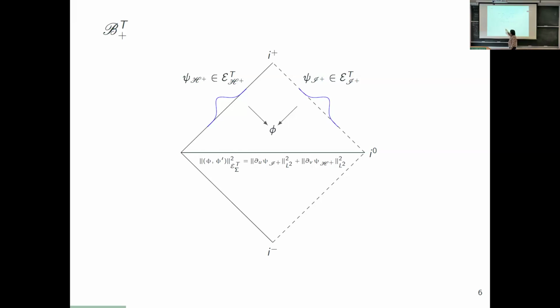The map B plus t is the backward scattering map. It inverts F plus t. So if we're given any element of E H plus t and any element of E scri plus t, then B plus t gives us a solution that achieves them as the traces at the horizon and at null infinity respectively. And it's the unique solution that does so. This solution in turn will induce Cauchy data on t equals 0, which belongs in E sigma t.